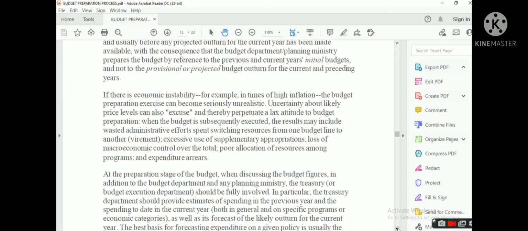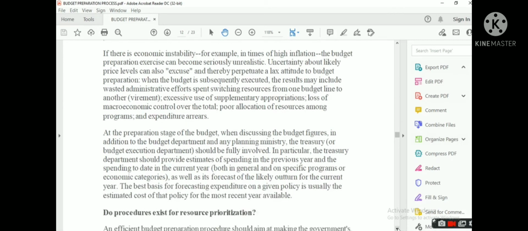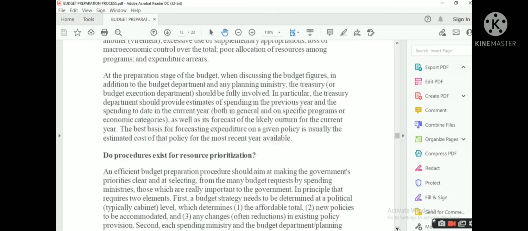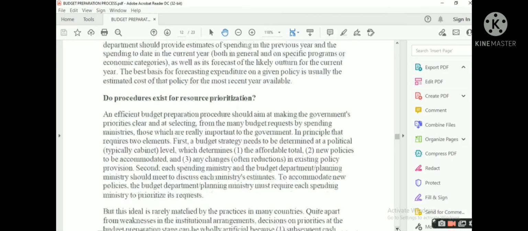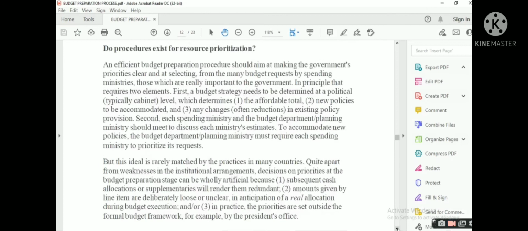the macroeconomic constraint. Moreover, after all final line ministry allocations have been made, there should still be a contingency reserve within the aggregate that will be held and administered by the Ministry of Finance to meet genuine contingency spending during the budget year. What are the typical weaknesses of budget preparation systems?